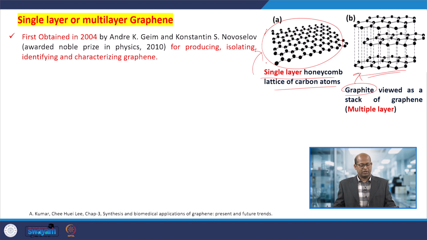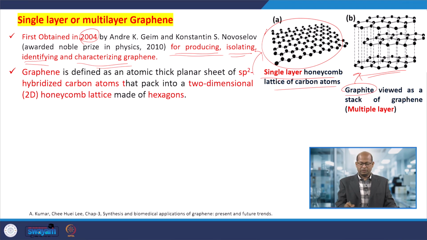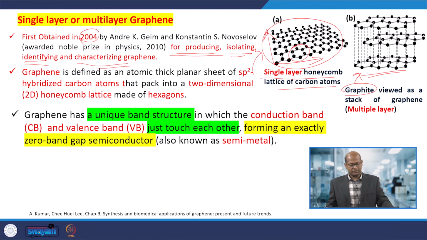It was started in the year 2004, when graphene was produced, isolated, identified and characterized. Graphene is a 2D material, with sp2 hybridized carbon atoms present. It has a hexagonal honeycomb type of lattice.